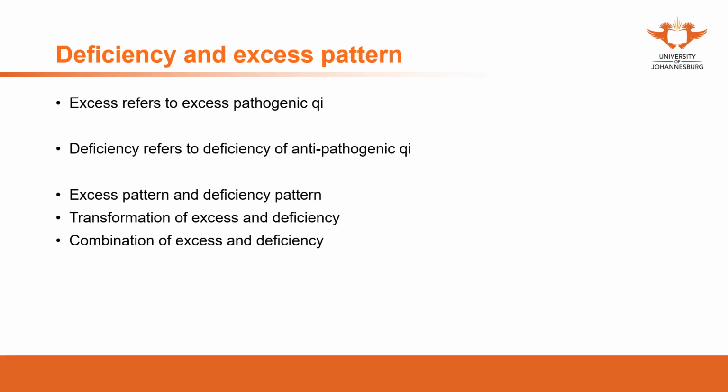When we talk about the excess and deficiency patterns, it seems that I focus on the weakness of the healthy qi or the violence of the pathogens. So it seems these two are opposites. One is very strong, the pathogens are very strong. The organs, the qi of the organs, the antipathogenic qi is very weak. So these are the opposite sides.